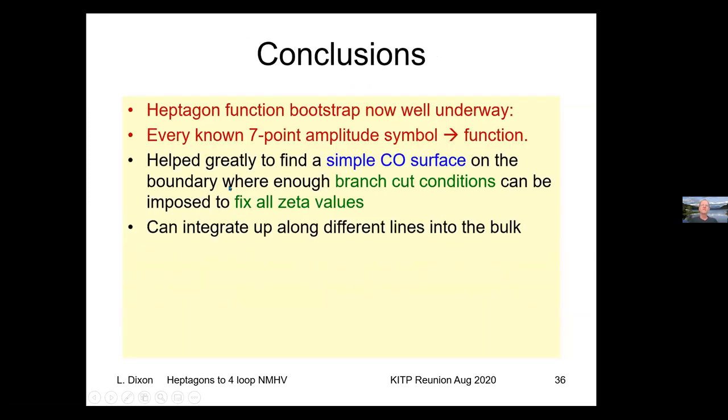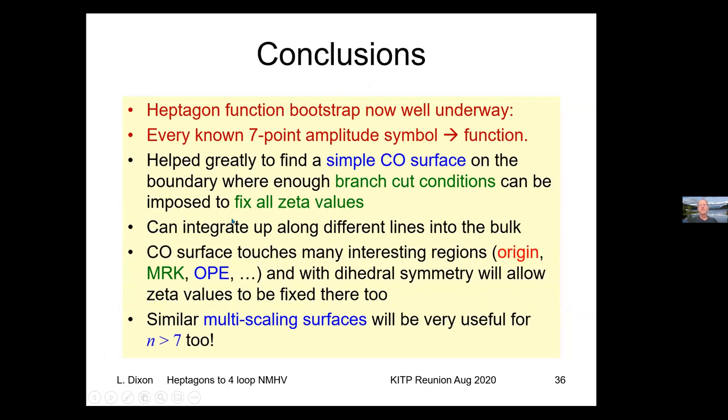So I'll just conclude by saying we've now bootstrapped every previously known symbol up into a function. We made a lot of use of this CO surface, which has higher point analogs. And we can also, in future work, go into other regions in more detail, including MRK, OPE, and so on, and test some of the proposals that have been made for how amplitudes behave in those limits.